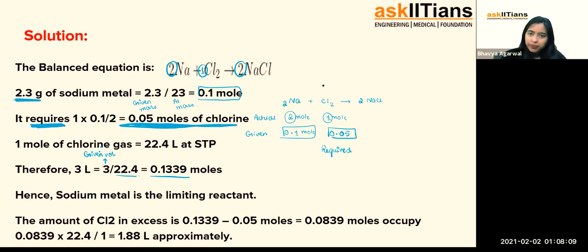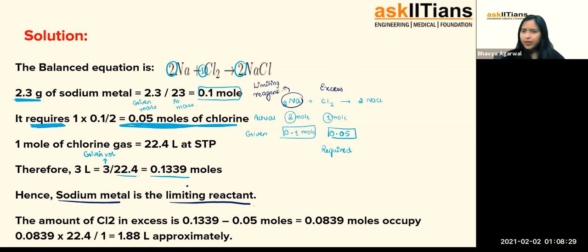So since chlorine is in excess, whenever one thing is in excess, the other thing will become the limiting reagent. As a result, sodium metal is the limiting reactant or reagent, because these two are your reactants. So you can call it the limiting reactant also. And NaCl is what? Product. Now this is the first part of the answer: what is the limiting reagent?